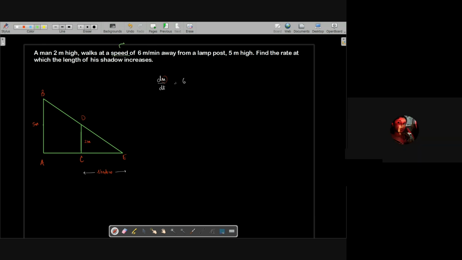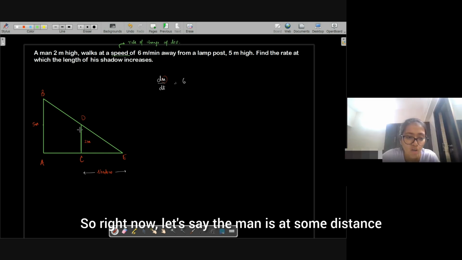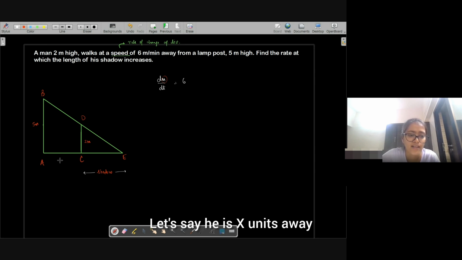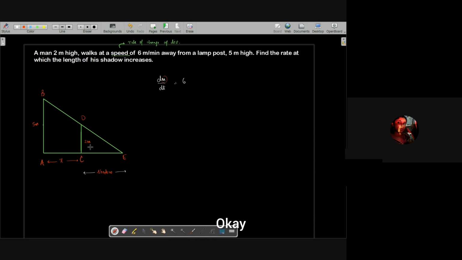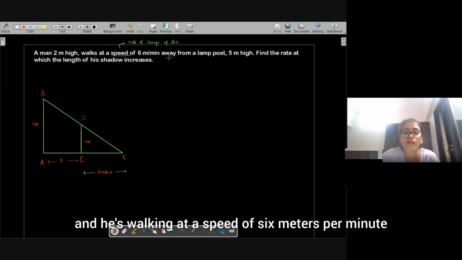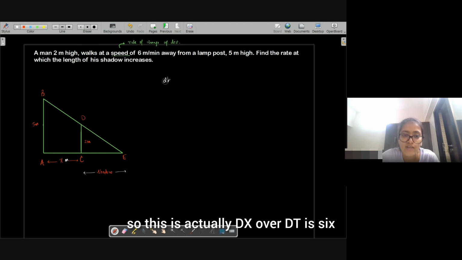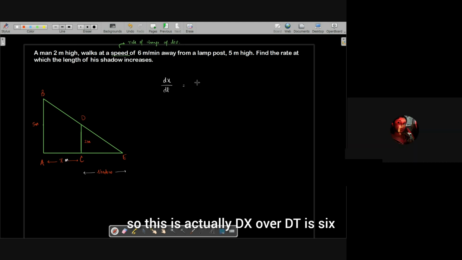Speed is the rate of change of distance only. So right now, let's say the man is at some distance, X units away from the lamp. If he is X meters away and walking at a speed of 6 meters per minute, then dx over dt is 6 meters per minute.